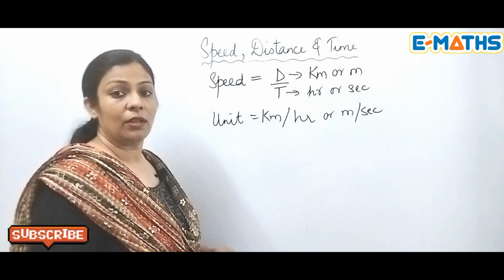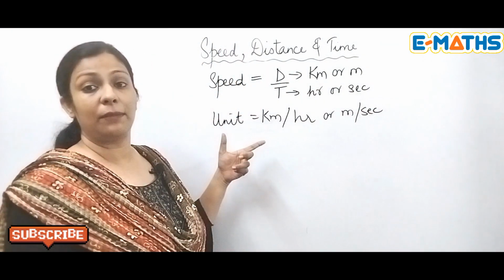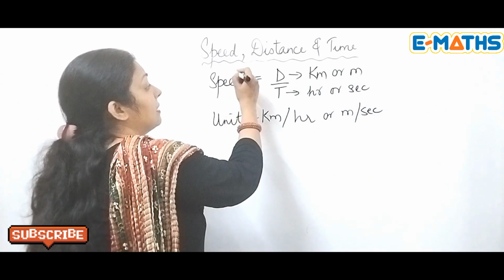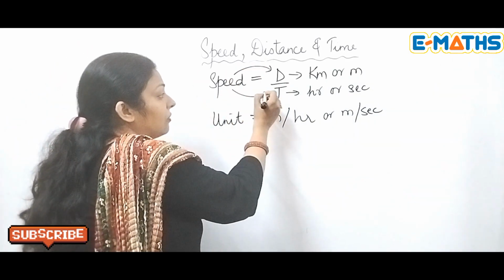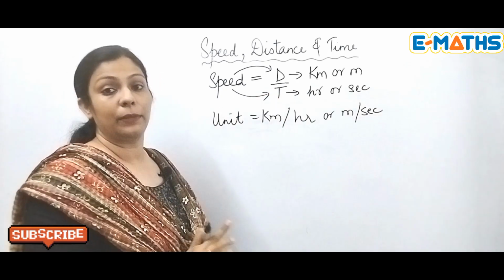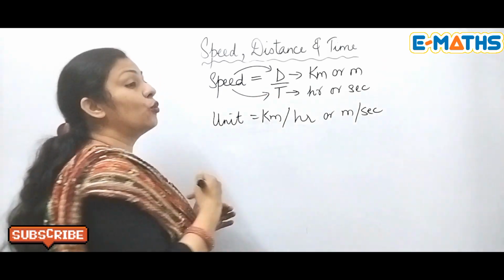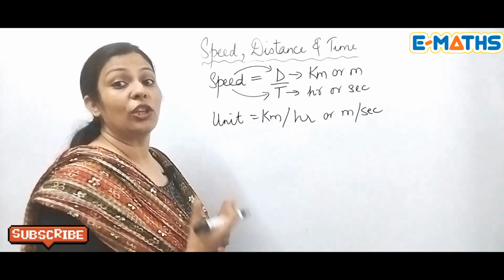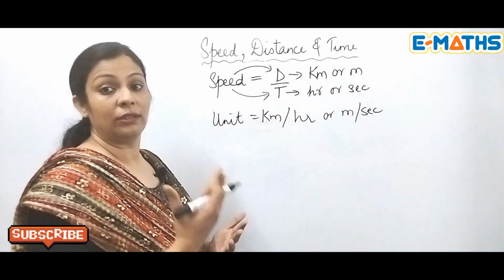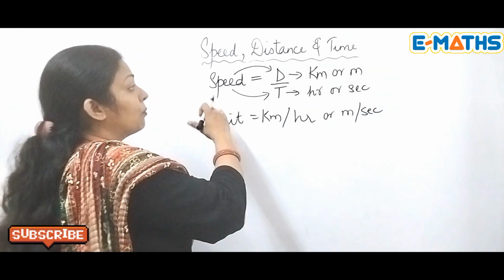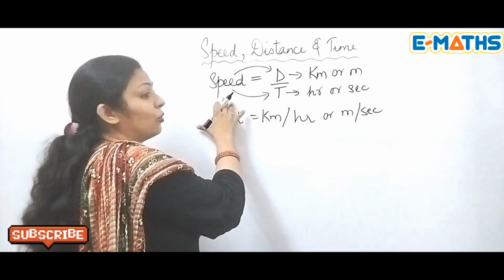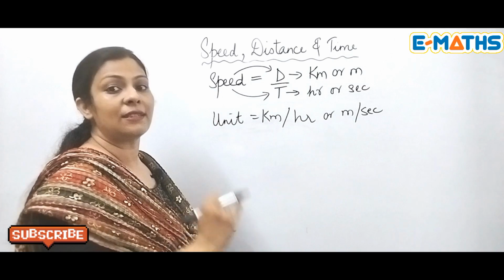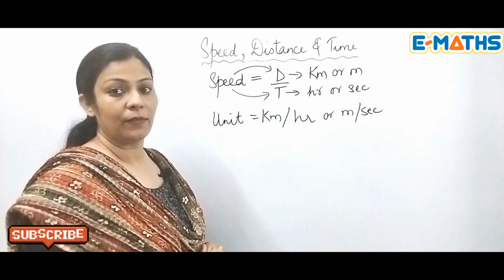With the formula we can make out that speed is directly proportional to distance but inversely proportional to time. How? Because if you're moving at a high speed, you'll be able to cover more distance. So the more the speed, the more the distance. And if your speed is more, then of course you will take less time to reach your destination.